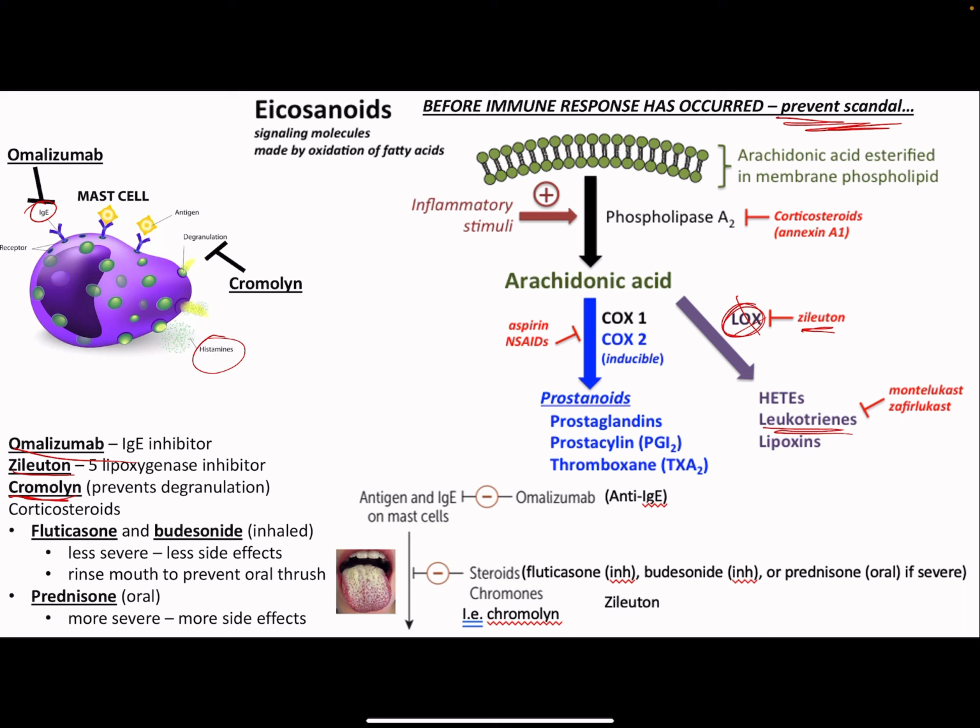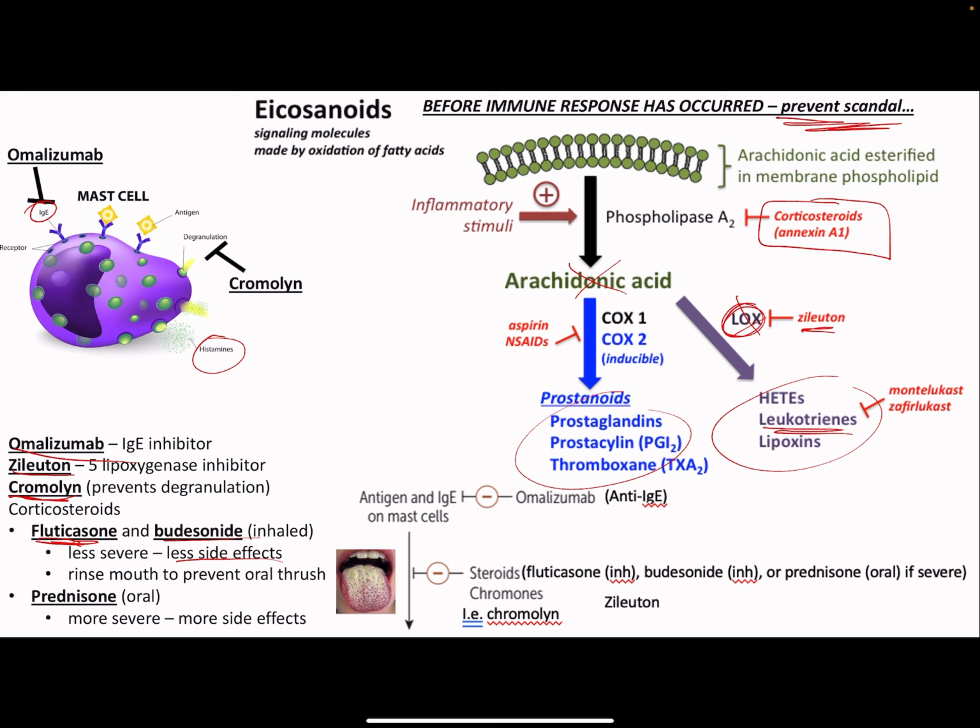Alternatively, like the ultimate anti-inflammatory drug should be a corticosteroid, right? Because this is going to inhibit the arachidonic acid production in the first place, so I don't get any of this. So this is going to stop all of this and all of this, and so this could certainly help. We have inhaled versions, which is something like fluticasone or budesonide. These are going to be less severe than an oral prednisone corticosteroid medication, but there's less side effects.